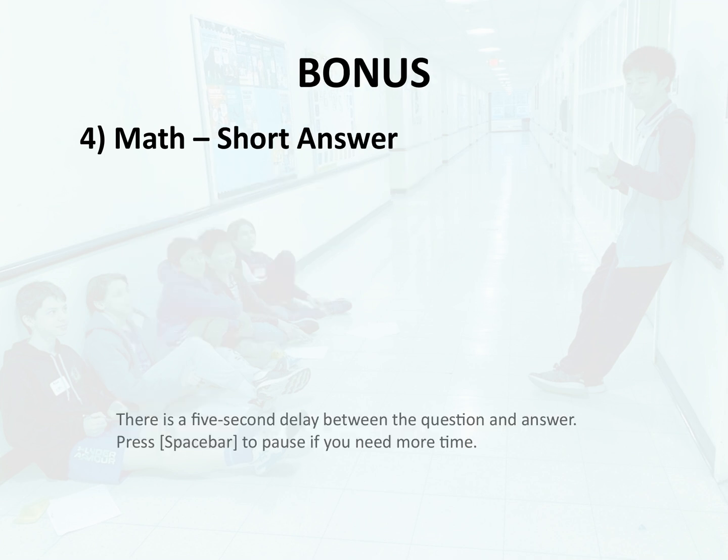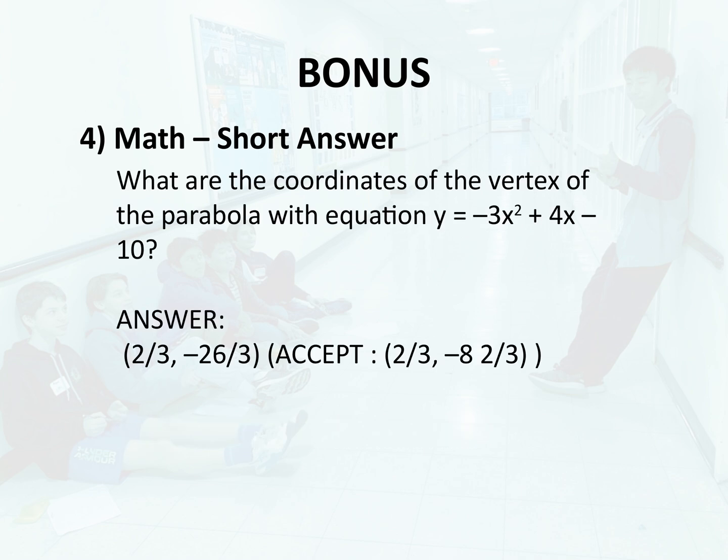Bonus 4. Math, short answer. What are the coordinates of the vertex of the parabola with equation y equals minus 3x squared plus 4x minus 10? Answer: 2 over 3, negative 26 over 3.